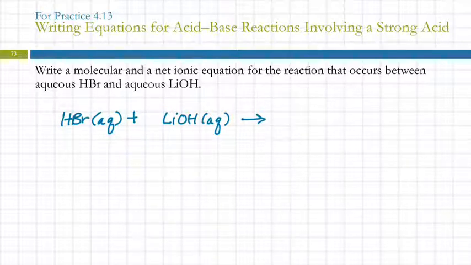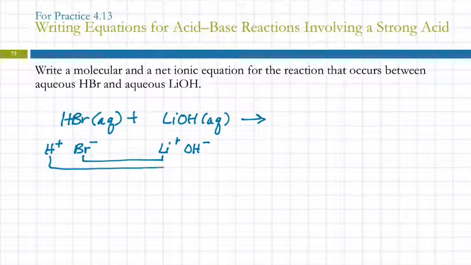And we need to predict what the products are. We're going to do the same thing we did with the precipitation reactions. Here they gave me the formulas, so I didn't have to write the ions initially, but I want to write the ions out underneath. So HBr is H plus and Br minus. Lithium hydroxide is Li plus and OH minus. So then I'm going to swap partners and see what happens. So I'll just write them over here, H plus with OH minus and Li plus with Br minus.